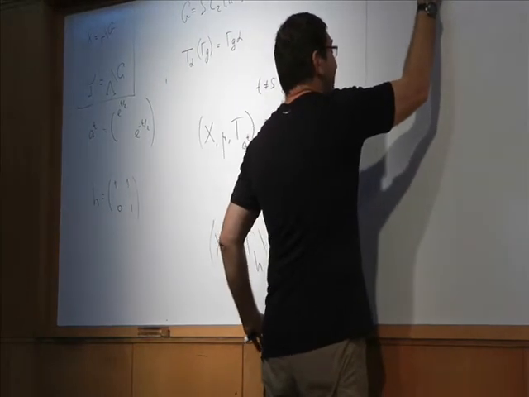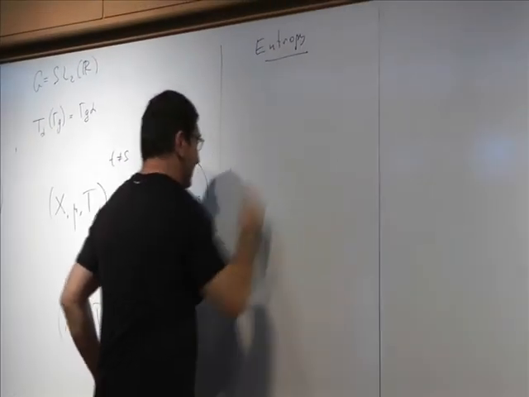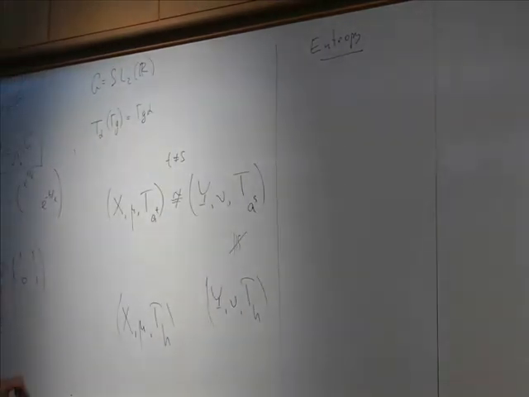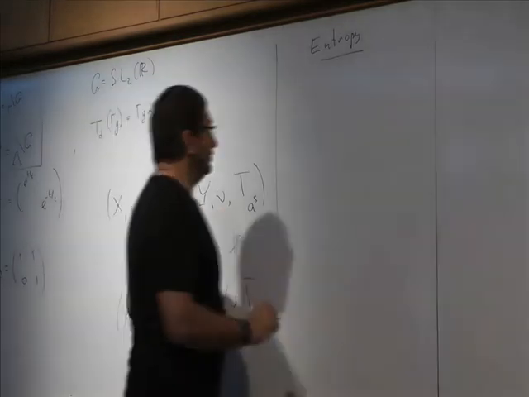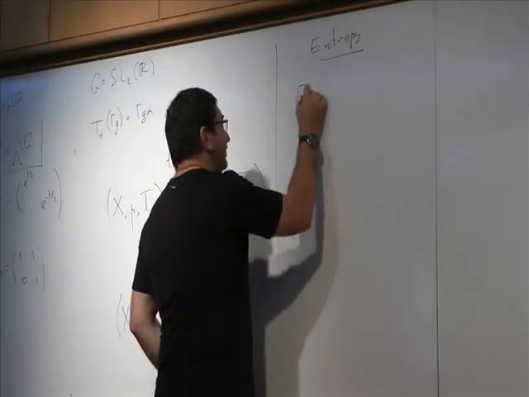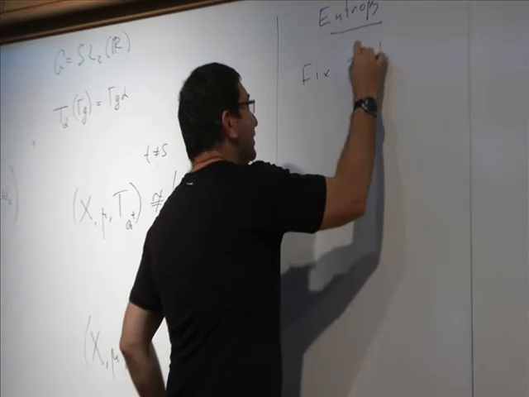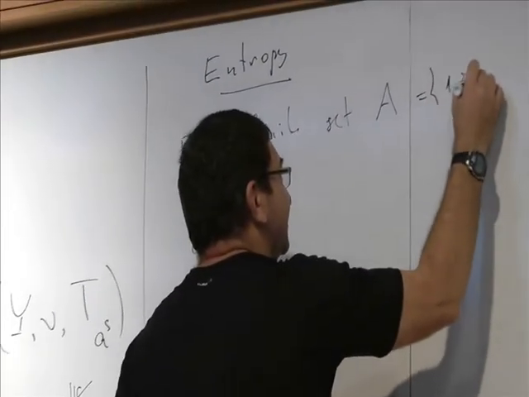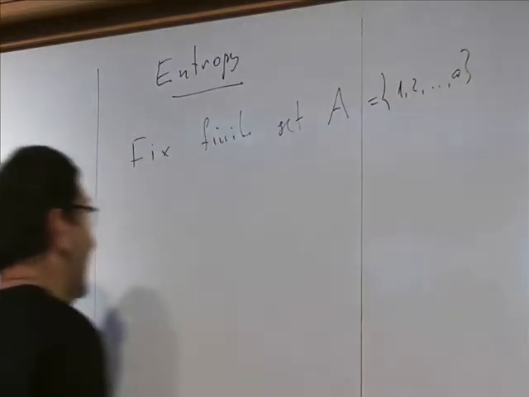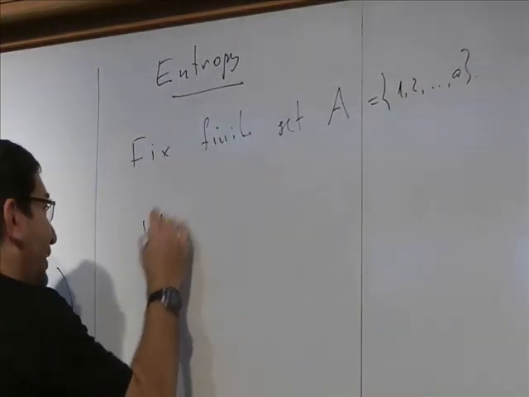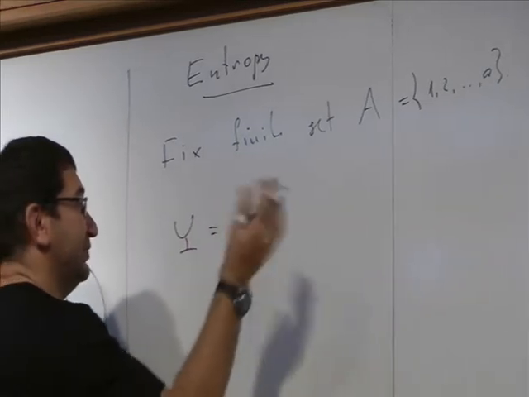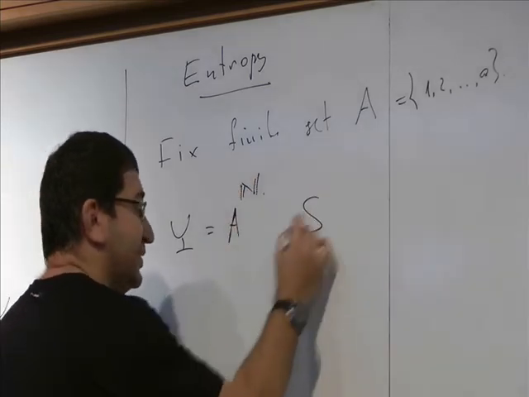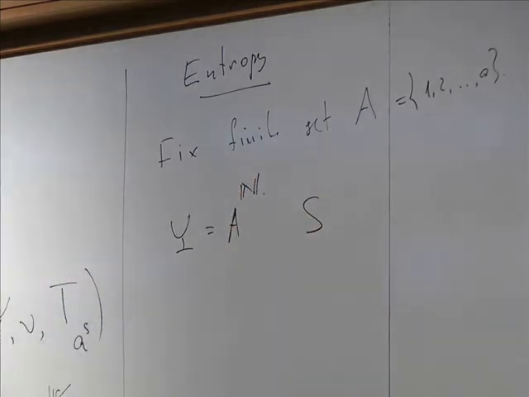The thing that helps you do this is entropy. So let's have a very rapid introduction to entropy. So first, fix some finite set. Okay. So it's just 1, 2, 3, up to a. And let Y be the space of infinite sequences, A to the N. And let S throughout denote the shift on this space.